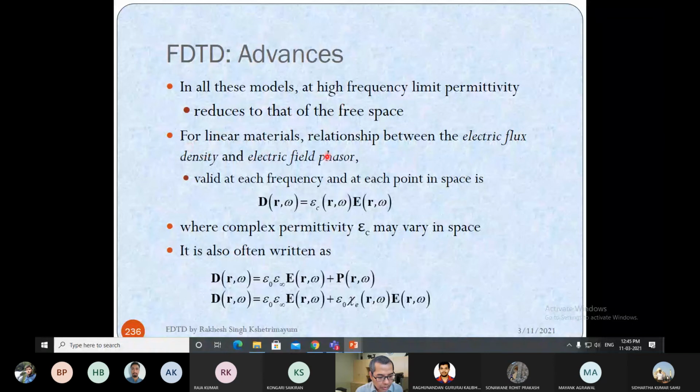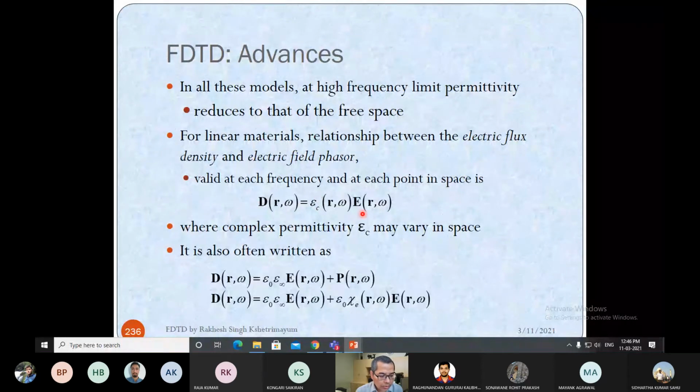For a linear material, we have the relationship between the electric flux density and electric field. So electric flux density D is equal to epsilon E. This is a very simple relation. You know it from your fundamentals of electromagnetics. D is equal to epsilon E. So here your epsilon is a complex number. It is dependent on the location as well as the frequency. So here, when I say that D(r, omega) is equal to epsilon(r, omega) E(r, omega), that means I'm considering a specific location r and frequency omega. So this relation holds true for each value of frequency and point in space.